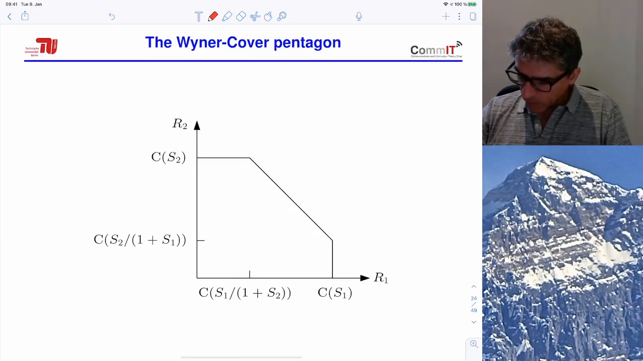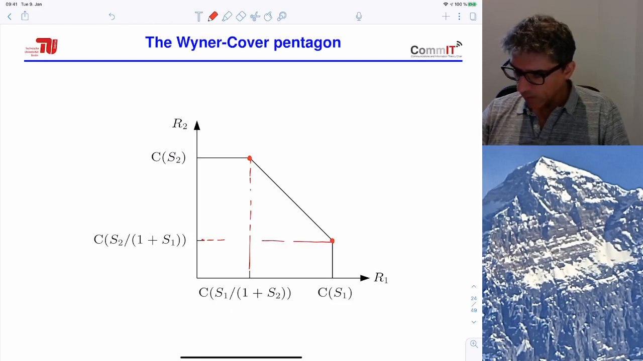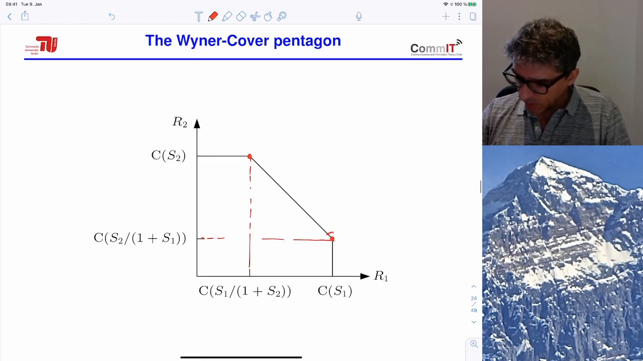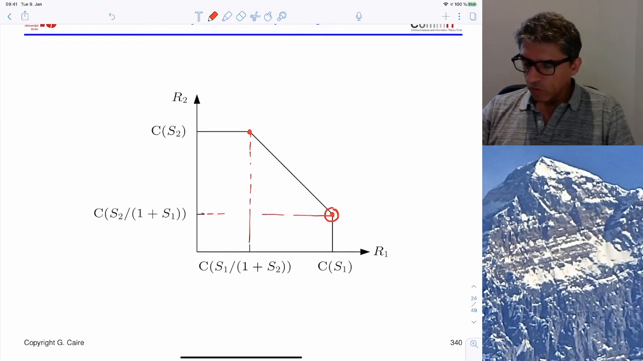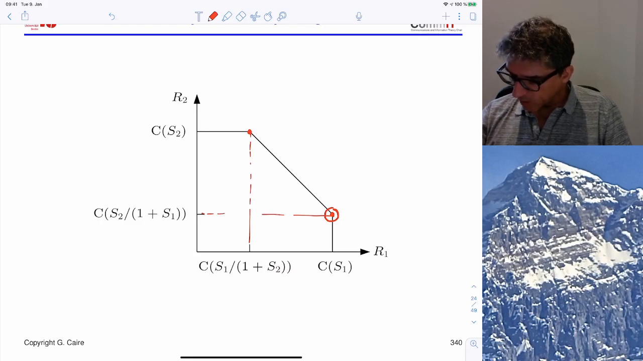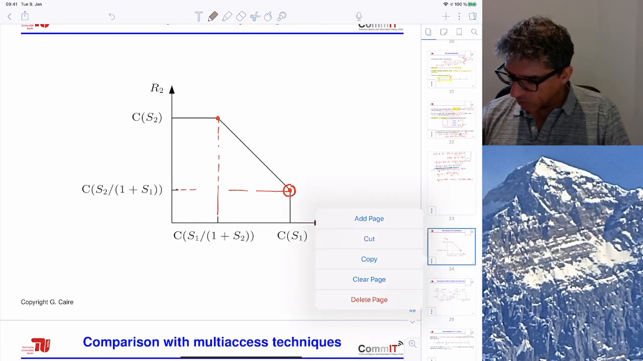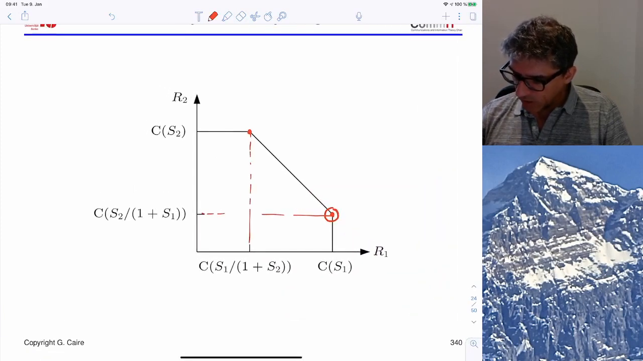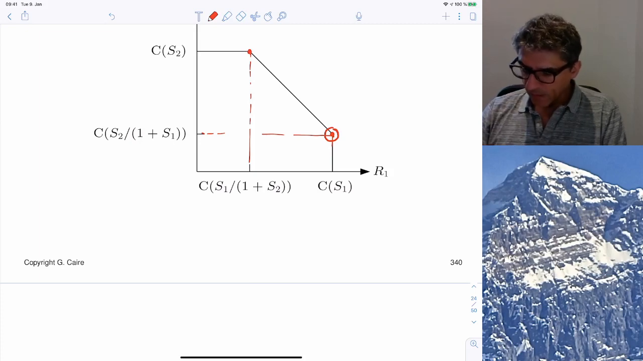So I want to comment on these 2 points. We have already introduced these points as the corner points of the region, okay? And I want to comment on this one. So for example, let's consider this one, and then you can do the same reasoning for the other point. These 2 points are particularly interesting because they are points for which we can achieve the rates at this point using a very simple idea, a very simple receiver.